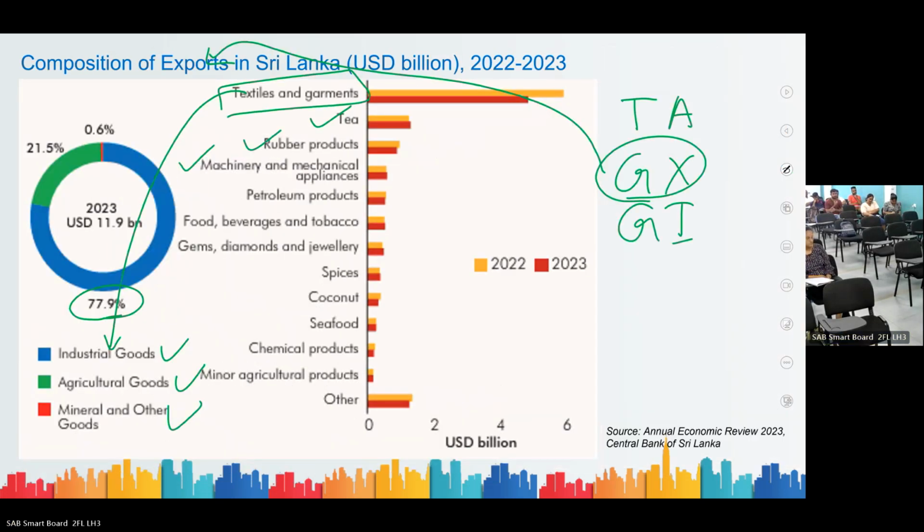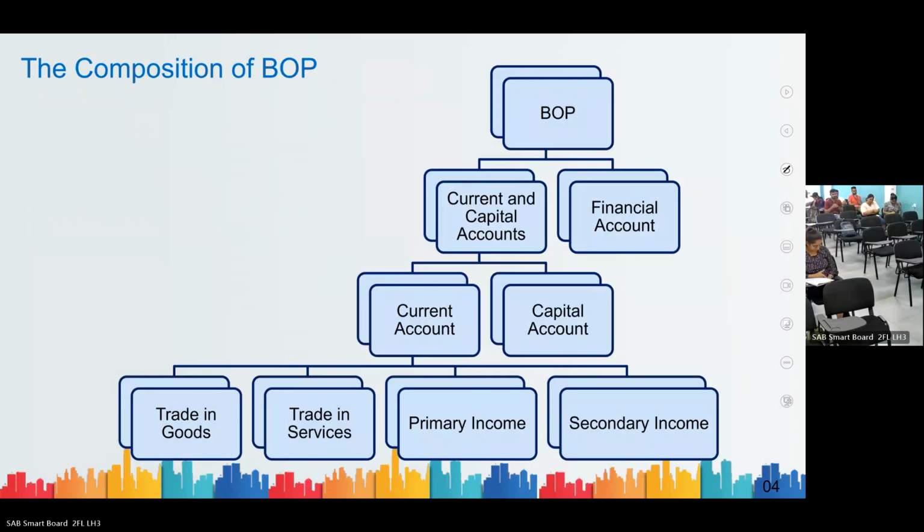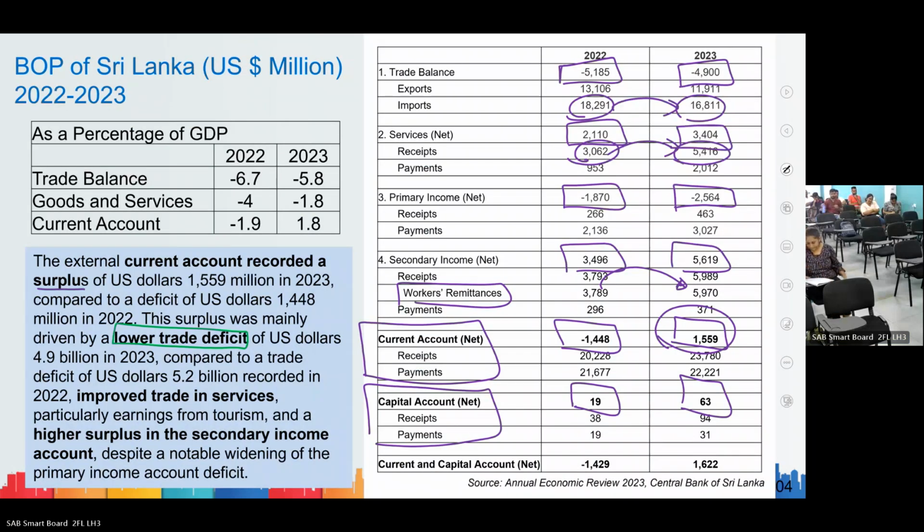Can you see the primary income account? The interest payments have increased because of interest payments on government debt. As a result, the deficit in the primary income account has widened. It was 1,870 in 2022. The deficit has widened in 2023, and it was -2,564. That was because of interest payments.